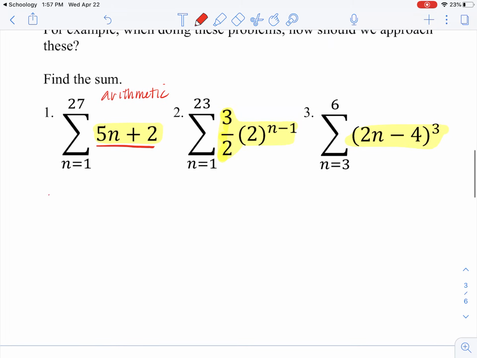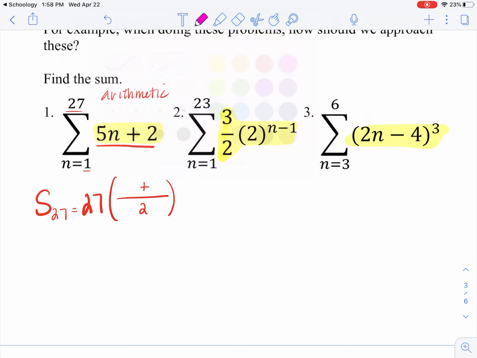So the sum of, and then I need to know how many terms there are. So 1 through 27, right? 1 through 27, there's 27 terms. All right, so make sure you're using the arithmetic sum formula, which is n, 27, times the first term plus the 27th term divided by 2.